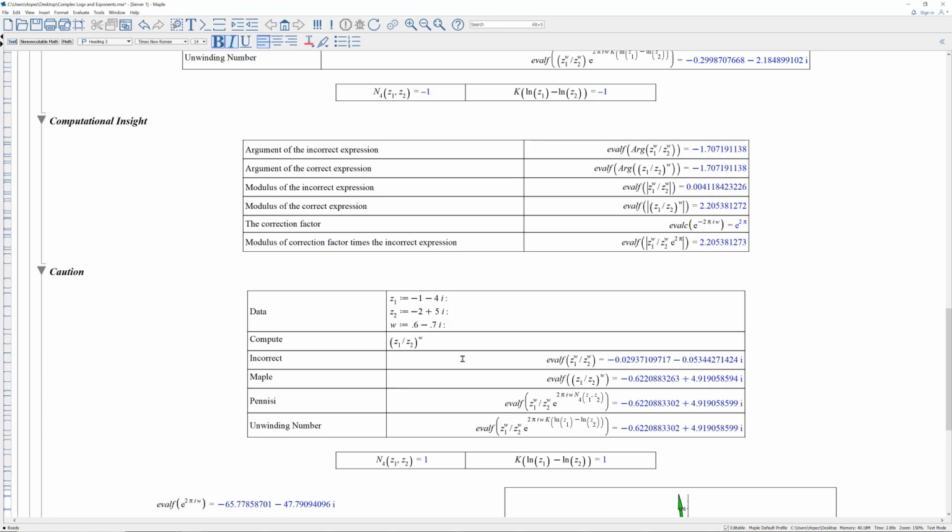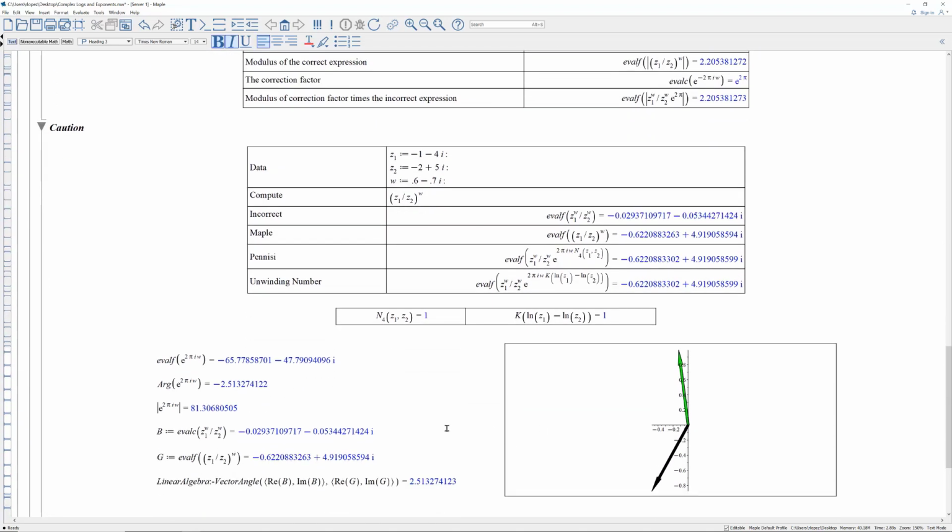Quotient raised to the w. Incorrect distribution of the exponent, you get this, which is not the right answer. If you do it properly, let Maple do it, this is the correct answer. And if you do it incorrectly but compensate with the Panizzi compensation, you get the correct answer. And if you do it incorrectly but compensate with the unwinding number, you get the correct answer. So whether it's N4 or K, it's 1.